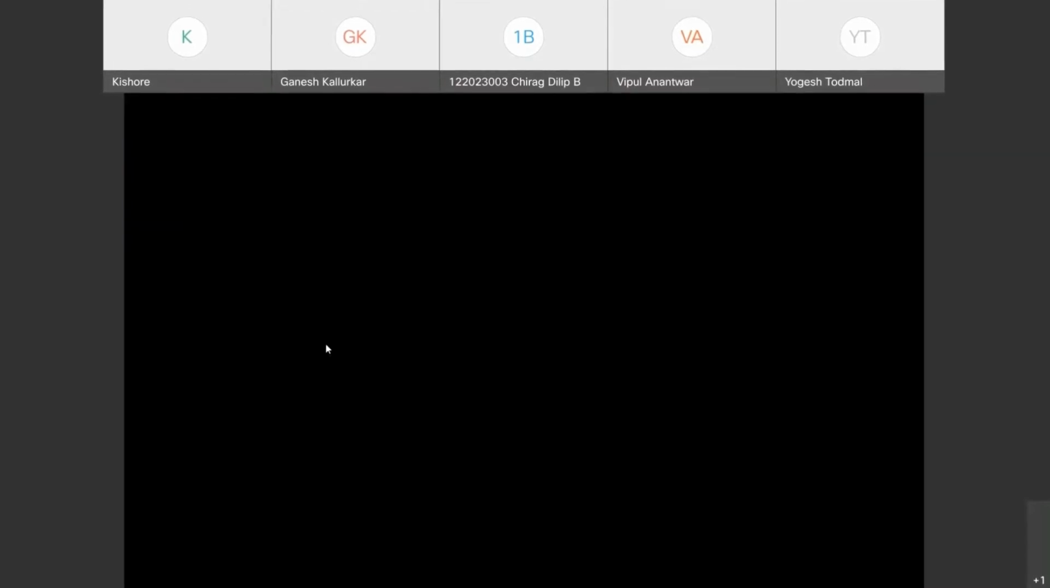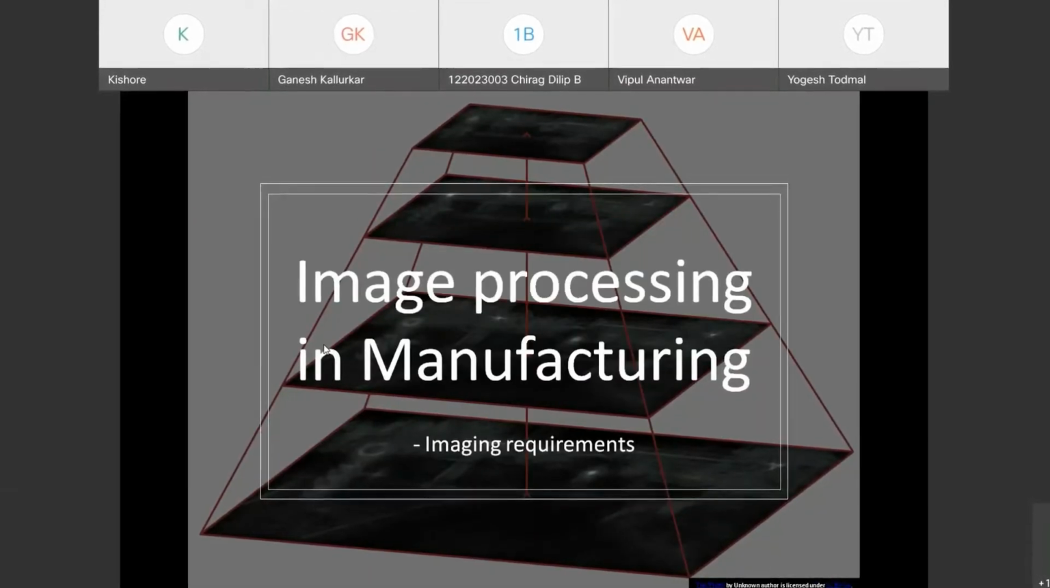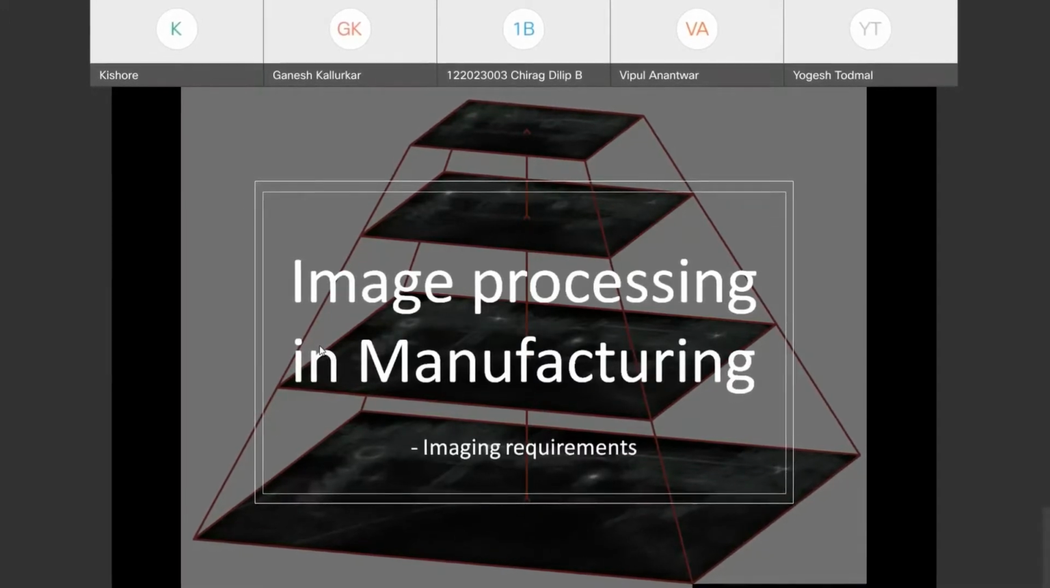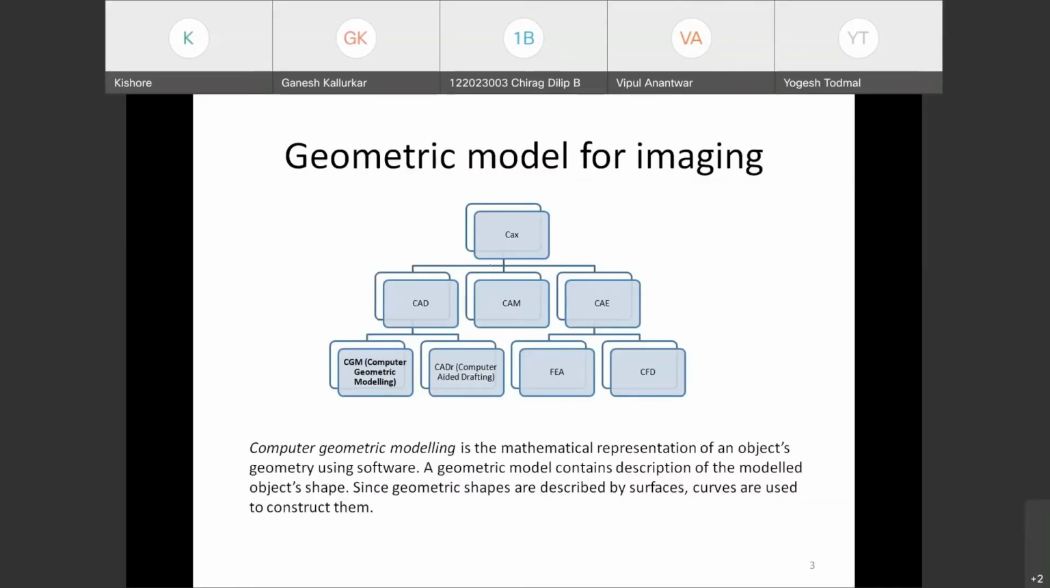And today we will be talking about image processing in manufacturing. In this, we are going to talk about imaging requirements for imaging. Now, let's start with the understanding of what you mean by geometric model for imaging.